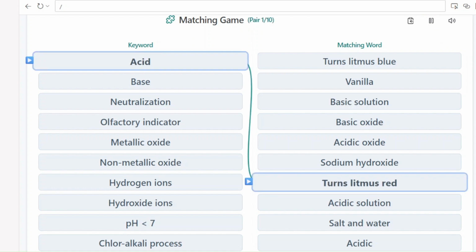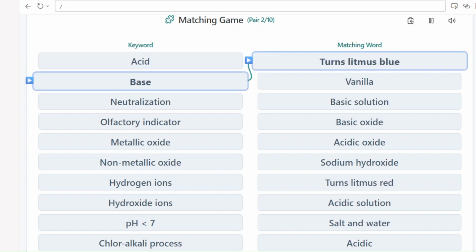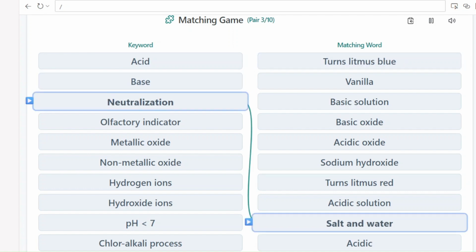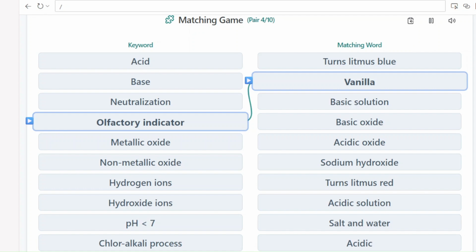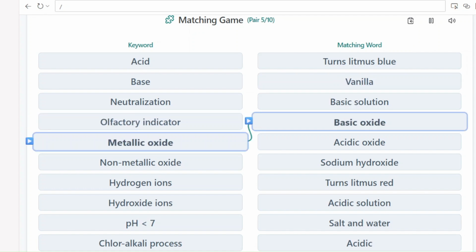Acid. Turns litmus red. Base. Turns litmus blue. Neutralization. Salt and water. Olfactory indicator. Vanilla. Metallic oxide. Basic oxide.